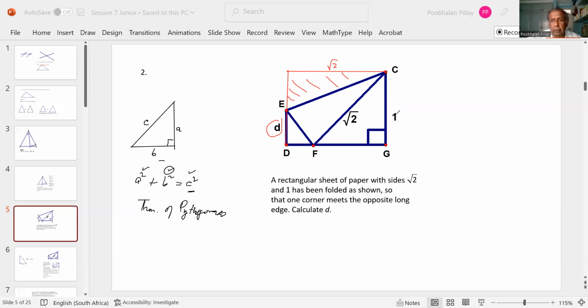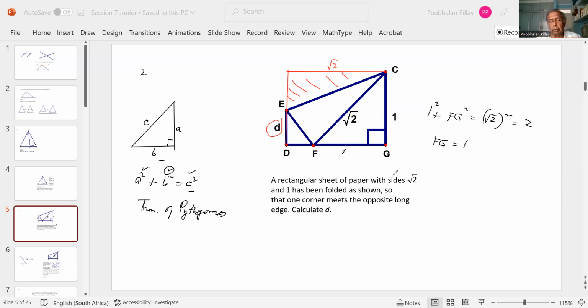In this right-angled triangle, we need to find FG. So what do we have? 1 squared plus FG squared is equal to the square root of 2 squared. The sum of the squares of the two sides is equal to the square on the hypotenuse. When you square the square root of 2, you get 2. So 1 plus FG squared is equal to 2. So FG itself must have been 1. So we can put a 1 here.